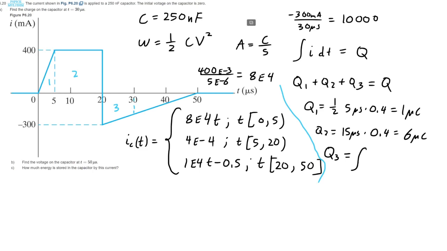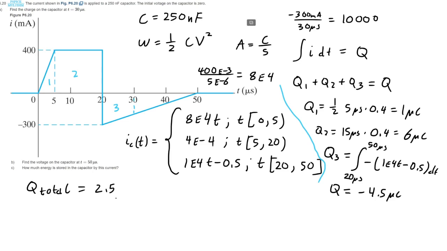Q3, I'm going to use my calculator to integrate the function. Let me just write it down: 24t minus 0.5 e^t. That is going to be minus 4.5 microcoulombs. So Q total is going to be 7 minus 4.5, so 2.5 microcoulombs.